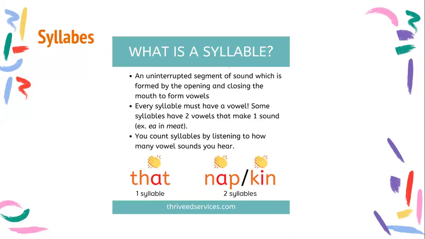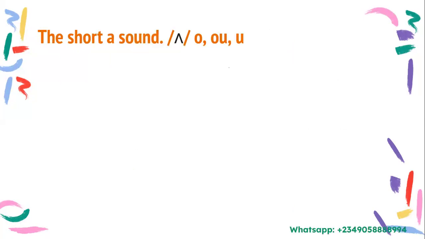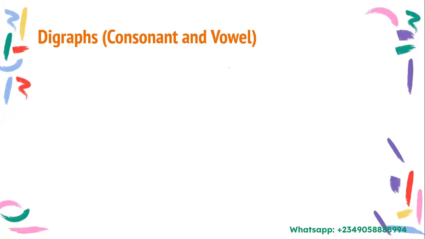We have syllables. Yes, you must teach syllables. It helps kids spell properly. For example, I have napkin. When a child knows that napkin has 2 syllables, when I want to spell, I'll spell it better. Okay, you have the short R sound. We also have digraphs, consonant digraphs and vowel digraphs.